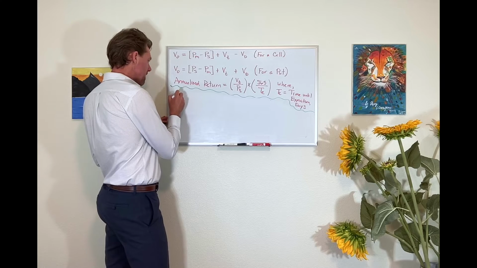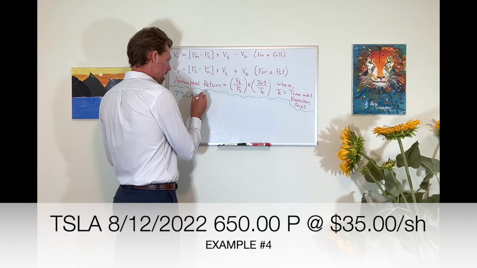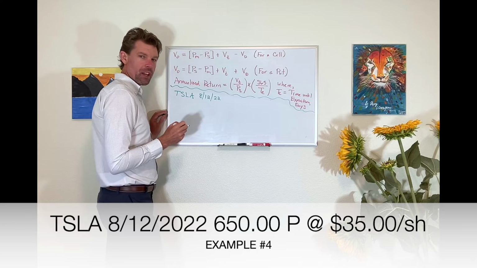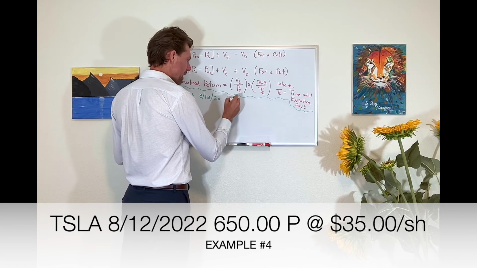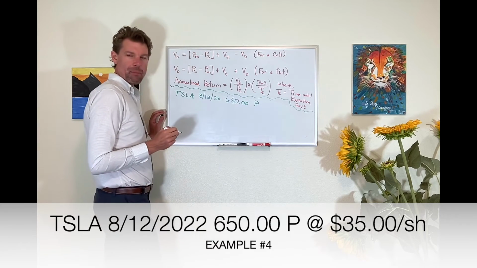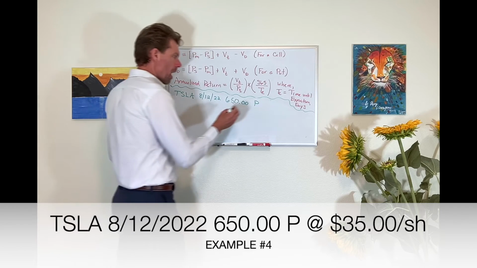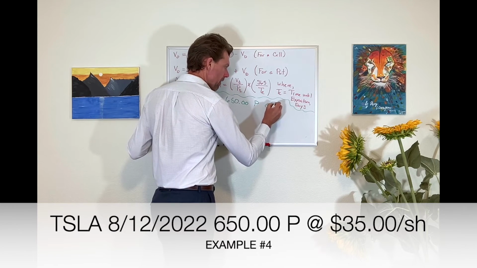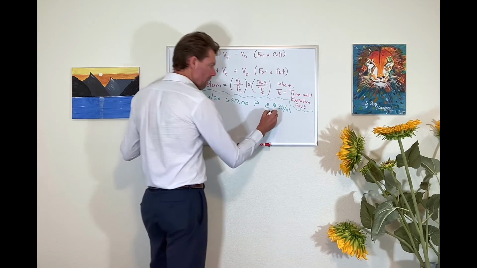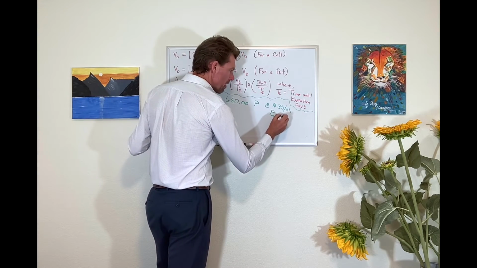Okay, so we have Tesla, ticker symbol TSLA, expiring August 12th, 2022, at a strike price of $650. And this is a put, kind of mix things up here a little bit. And I took a look and see what the price of this particular option is, and it's $35. The current market price of Tesla is $702.